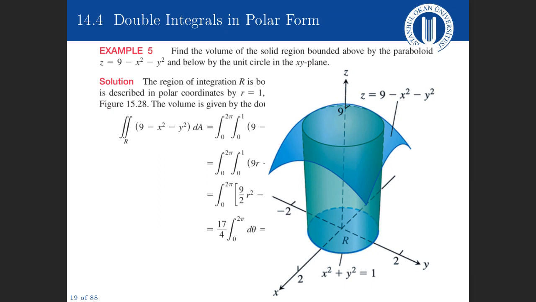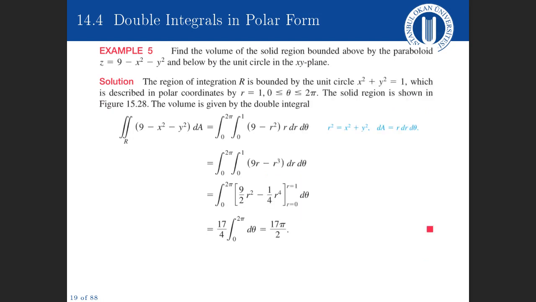And we're going to be using polar coordinates to describe this. Our region of integration is going to be this circle. It's a circle of radius 1 in the xy plane. For a circle, theta can be any angle between 0 and 2 pi, and because the circle is radius 1, r can be any number between 0 and 1.